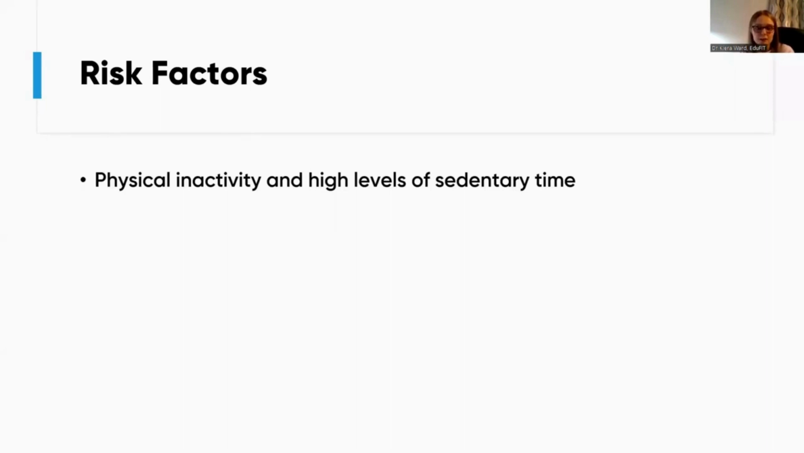The first risk factors there are physical inactivity and high levels of sedentary time. So physical inactivity is not achieving the recommended guidelines for physical activity. So that's 150 to 300 minutes of moderate intensity aerobic exercise per week. So if you're not meeting them, you're considered physically inactive. And high levels of sedentary time then would be accumulated hours either in a sitting, reclining or lying position. So essentially you're not moving your muscles enough, and it will not help to control your blood glucose levels.